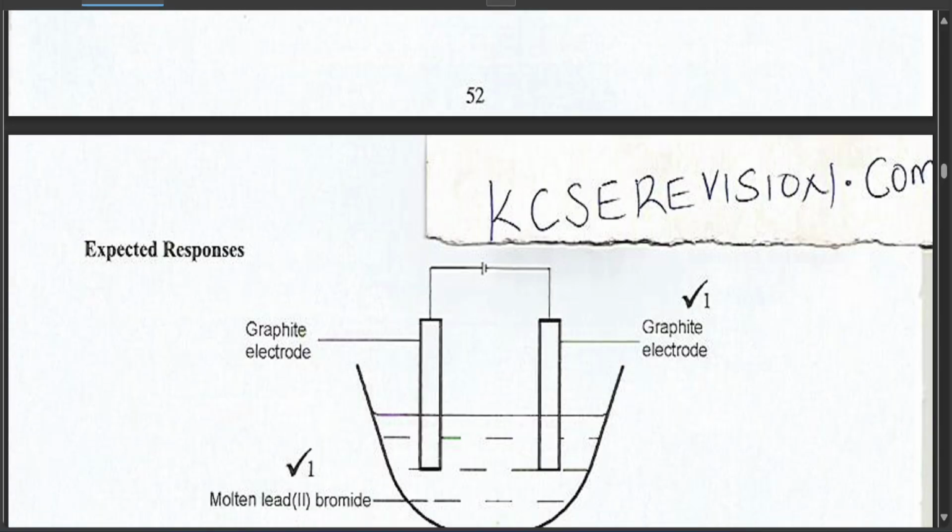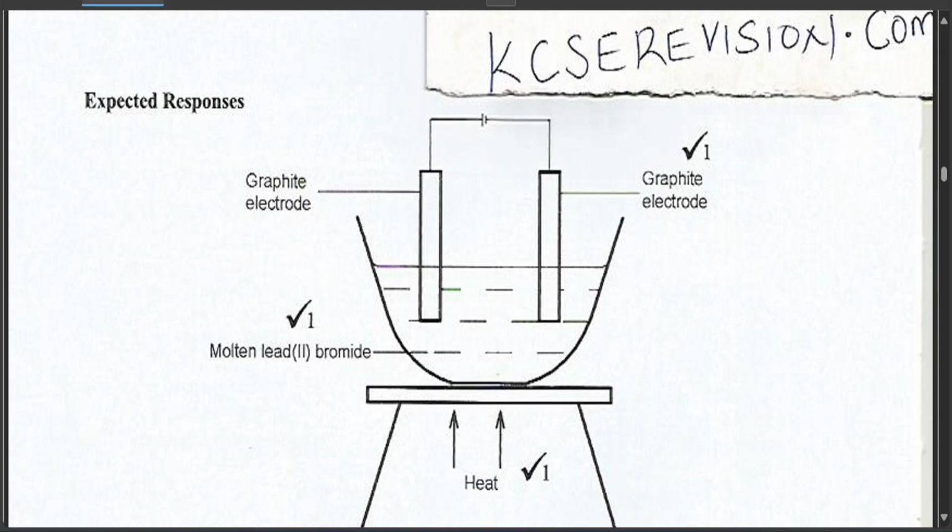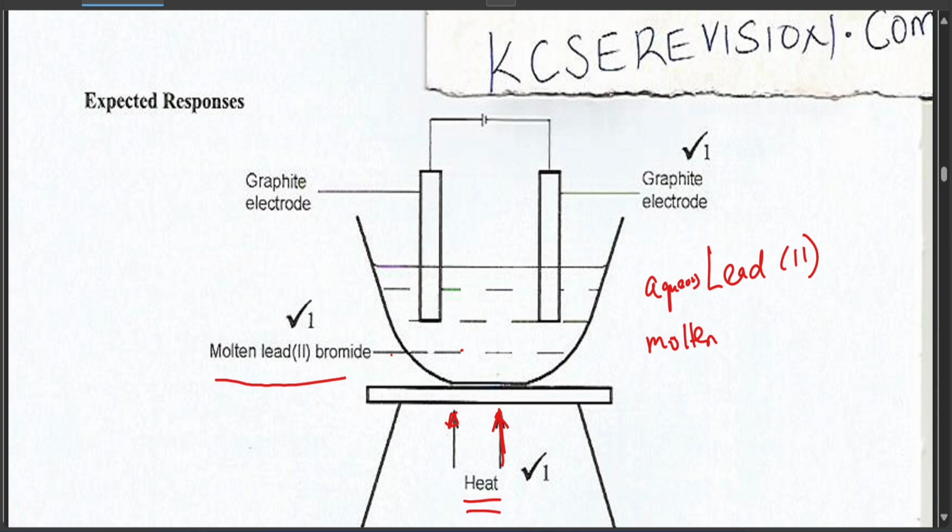So expected responses. So we have graphite. Okay, we have graphite electrodes. These are graphite electrodes, and now this is the molten lead 2 bromide. So you can't have lead 2 bromide by itself and conduct electricity. It either has to be in aqueous state or in molten state. And how is it in molten state? Is when you heat it. So that's why most of the students got wrong in this question, because they didn't indicate the heat to show that this lead 2 bromide will be molten after few minutes.